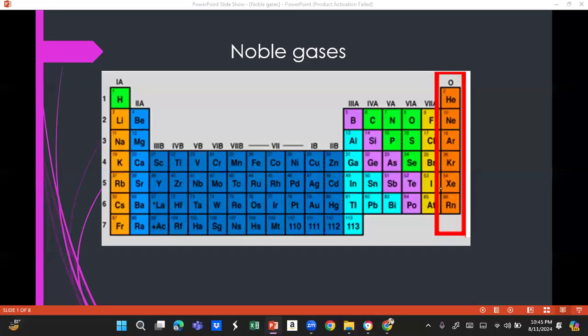Dear students, welcome back. Today we are going to discuss noble gases. Where are noble gases present in the periodic table? You can see from the periodic table, they are present on the right hand side of the periodic table. Helium, first element of the group, neon, argon, krypton, xenon, and radon. Radon is radioactive. Hope you understand.